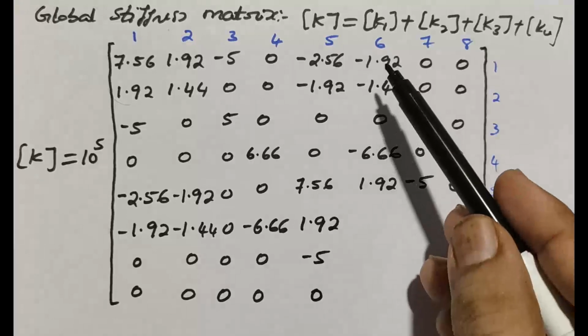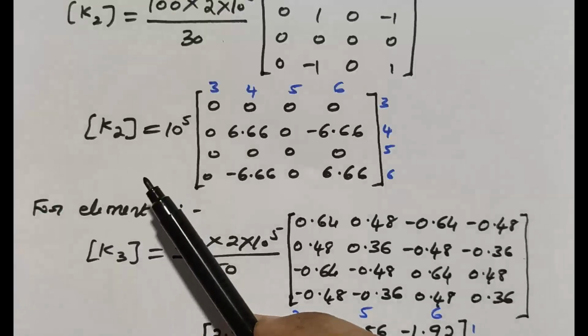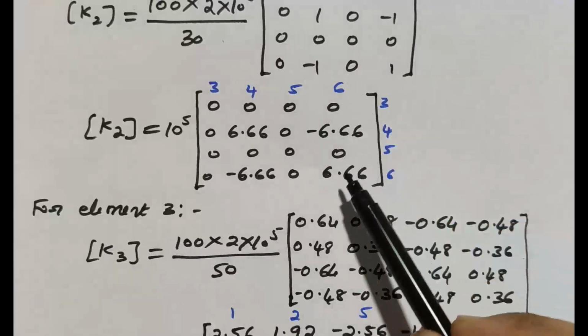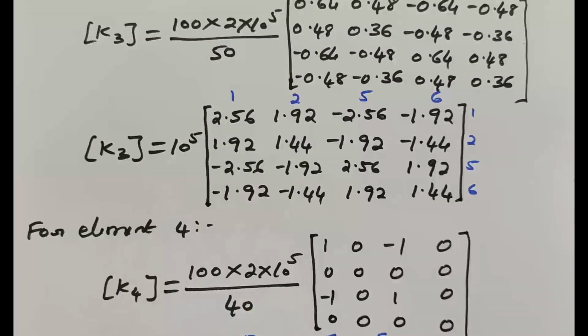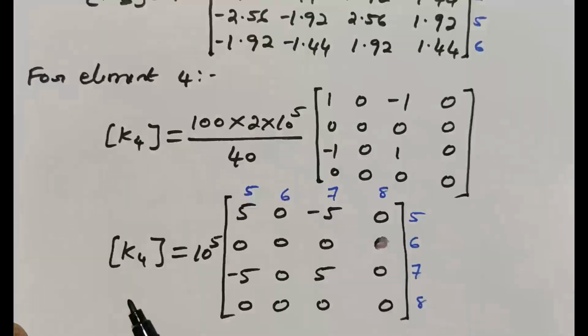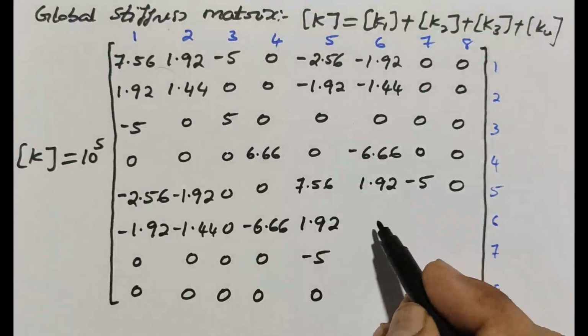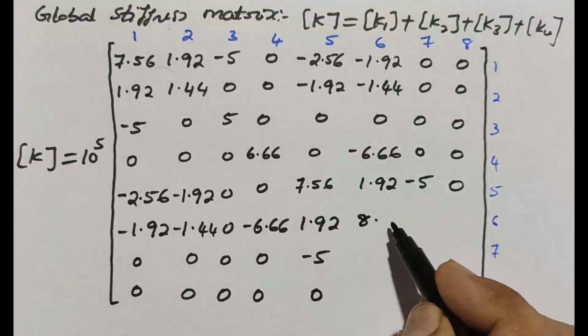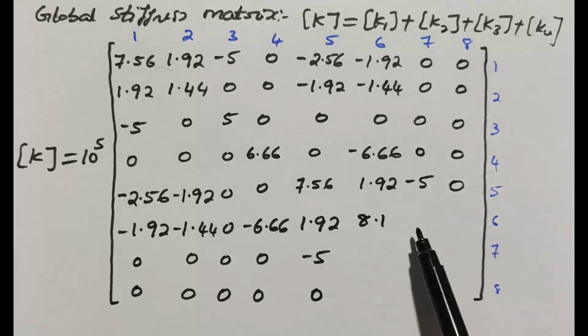Next we need the element corresponding to 6 and 6. If you see K1, no element corresponding to 6 and 6. In K2 the element corresponding to 6 and 6 is 6.66. Also in K3 we have an element corresponding to 6 and 6, it is 1.44. In K4 the element corresponding to 6 and 6 is 0. Therefore the element corresponding to 6 and 6 will be 8.1.